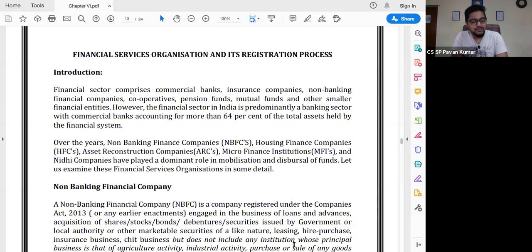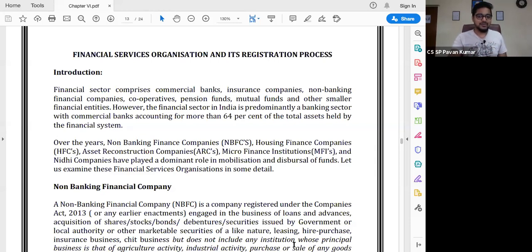And over a period of years, certain other types of financial sectors are also gaining importance. These kinds of companies are basically NBFC companies, non-banking financial companies, housing finance companies, asset restructuring companies, microfinance companies, MFIs, Nidhi companies. Slowly they have started to evolve, and their importance is also being recognized. So now let's see each of these types of companies one by one.